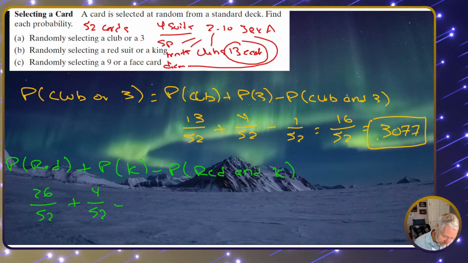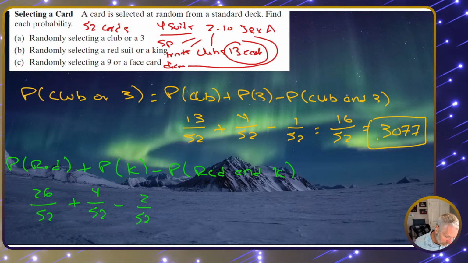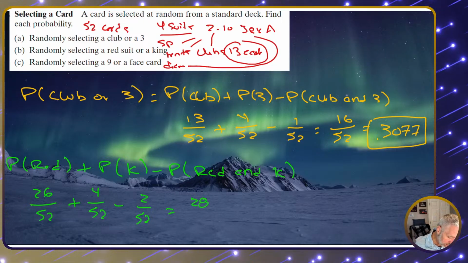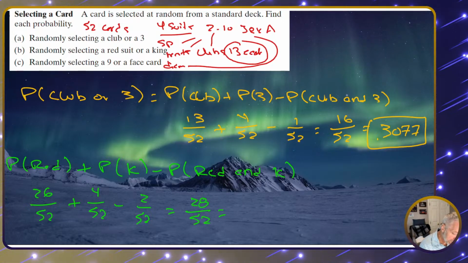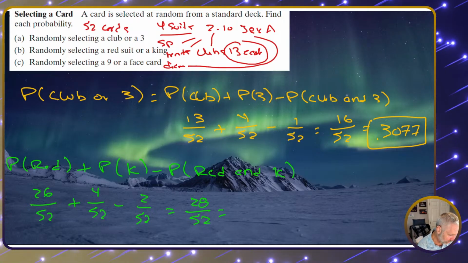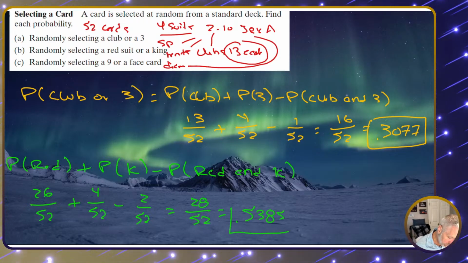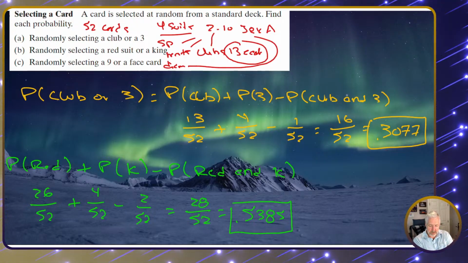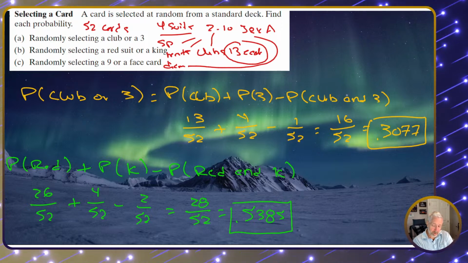4 out of 52. And then we subtract out the 2 red kings, so 2 out of 52. 26 plus 4 is 30, minus 2 is 28. 28 over 52. Again, that fraction is mathematically correct, but I want it as a decimal. So to be accurate, I'm working it out: 0.5385. So about a 54% chance of drawing 1 card randomly from a standard deck of cards and getting a red card or a king.